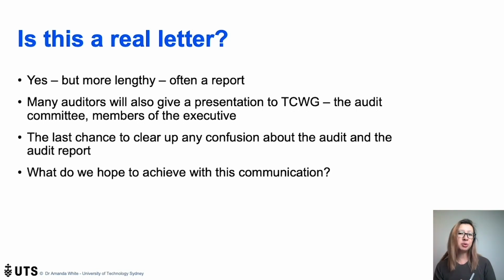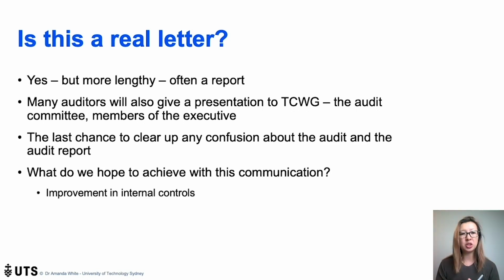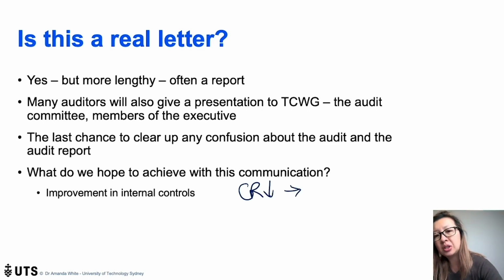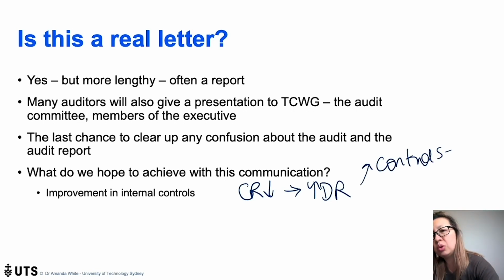So what do we hope to achieve with this sort of communication? Well, number one, we want to see improvement in internal controls, because remember, if we can improve internal controls, then what's going to happen next year is control risk is going to go down. That's going to lead to increased detection risk, and that means that our audit is going to be more of a controls-based approach. Now, why is that better?